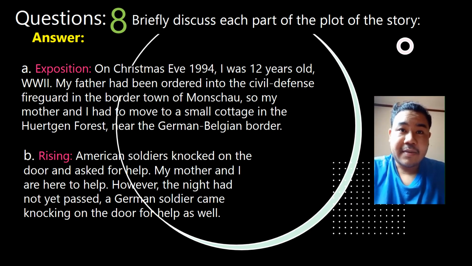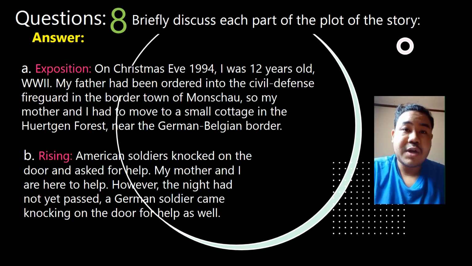Question 8. Discuss each part of the plot of the story. A. Exposition. On Christmas Eve 1944, I was 12 years old. During World War II, my father had been ordered into the 60th Defense Brigade in the border town of Marshall. So my mother and I had to move to a small cottage in the Hagen forest near the German-Belgian border.